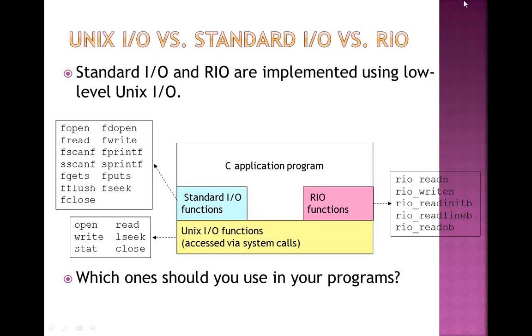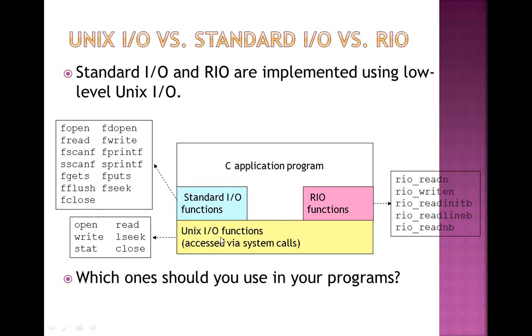Then there are separate RIO functions, that is readn, writen, readinitb, readlineb, and readnb. These are used for reading and writing, for initialization, that is starting, for text lines, and for binary bytes.